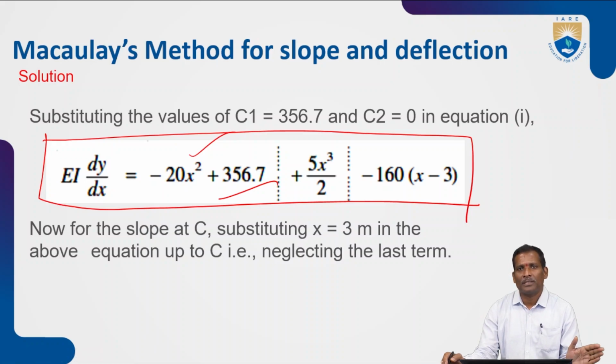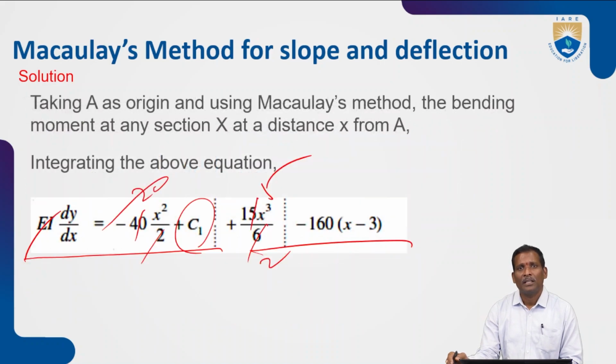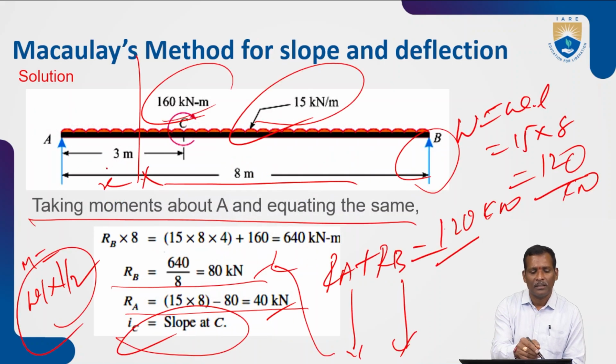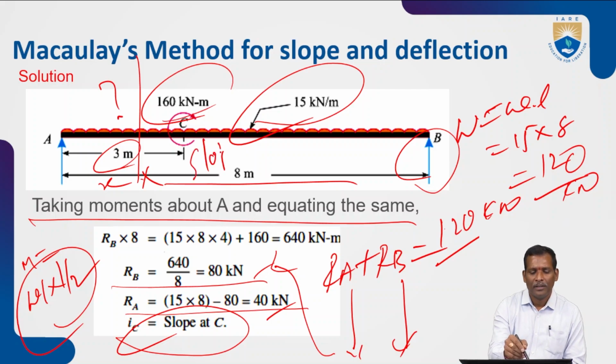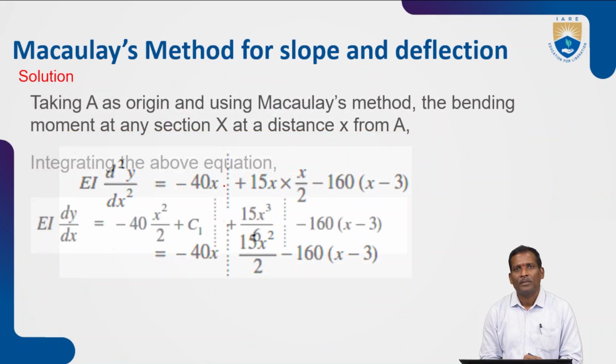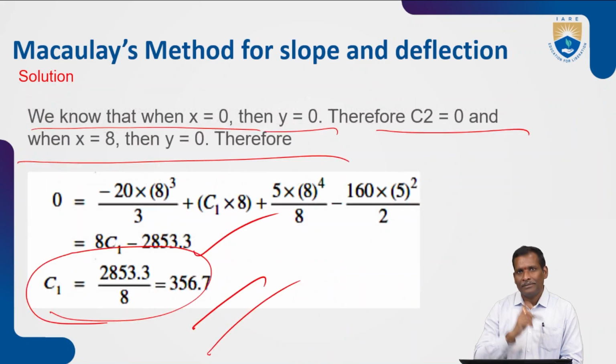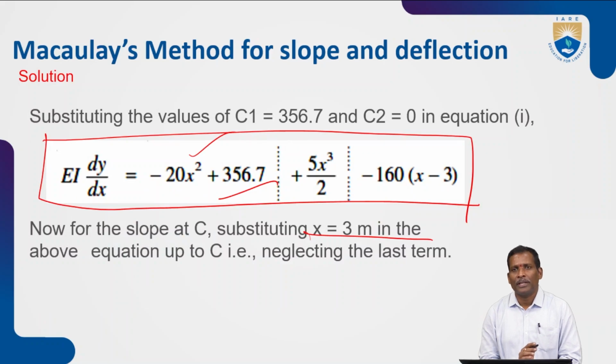So now for the slope at C, substituting x is equal to 3 meters in the above equation. What is the distance to C here? 3 meters. So you have to find the slope at point C. Here substituting x is equal to 3 meters in the above equation, up to C the 3 meters remains constant.